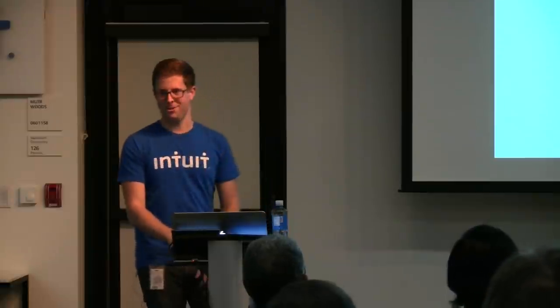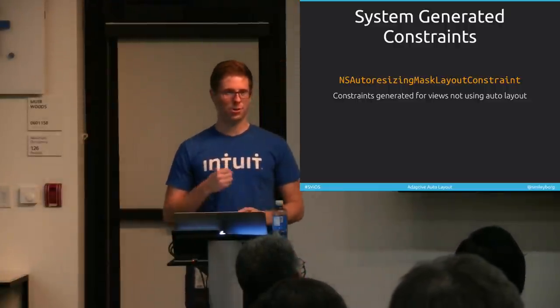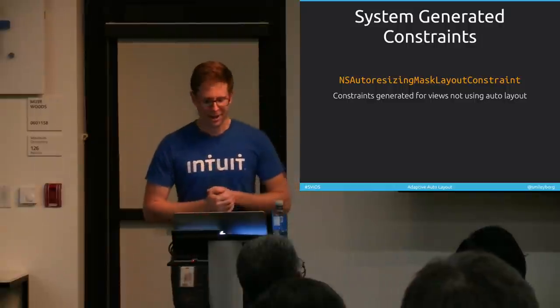Speaking about layout complications, sometimes things go wrong. So let's talk a little bit about debugging auto layout problems. First of all, you have these system-generated constraints that you need to be aware of. The first one is NSAutoresizingMaskLayoutConstraint. Apple loves those long names.